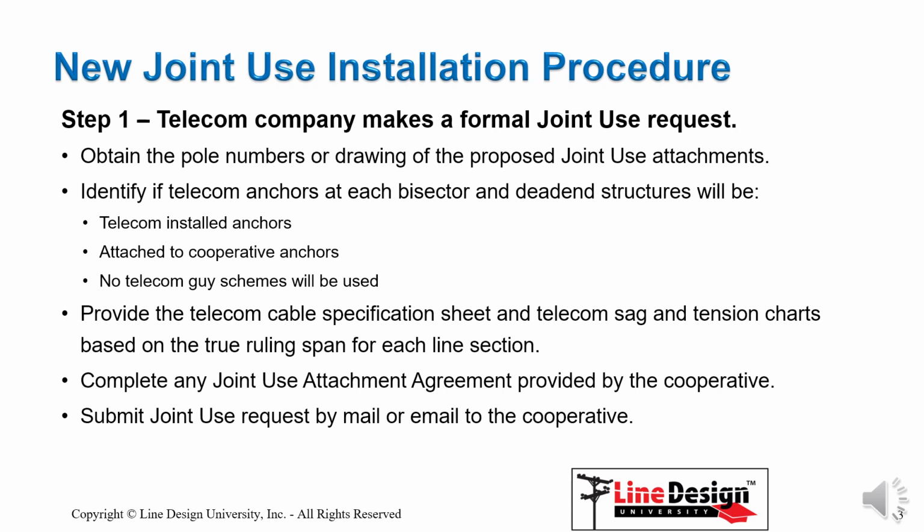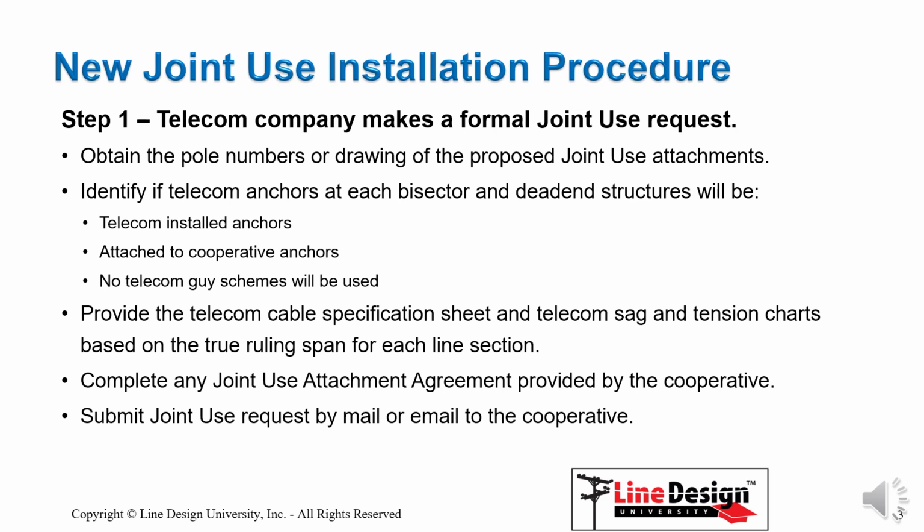In most cases, an ethical joint-use design and installation requires a four-step procedure. The first step requires the telecom company to make a formal joint-use request by obtaining the pole numbers or accurate drawing of the proposed joint-use attachments. The telecom company must identify guy scheme installations at all bisector and deadened structures.